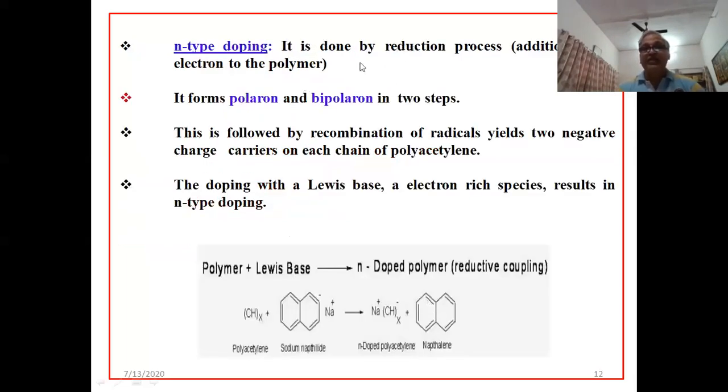And N-type doping is a type of reduction process, meaning addition of an electron to the polymer. In P-type doping, we withdraw the electron. And in N-type doping, we add the electron to the polymer. And it forms polaron and bipolaron. This is followed by recombination of radicals, which yields two negative charge carriers on each chain of polyacetylene. In P-type doping, we take a Lewis acid. And here in N-type doping, we take a Lewis base. An electron-rich species results in N-type doping. Here, this is a Lewis base, sodium naphthalide, and it gives an electron to the polyacetylene.